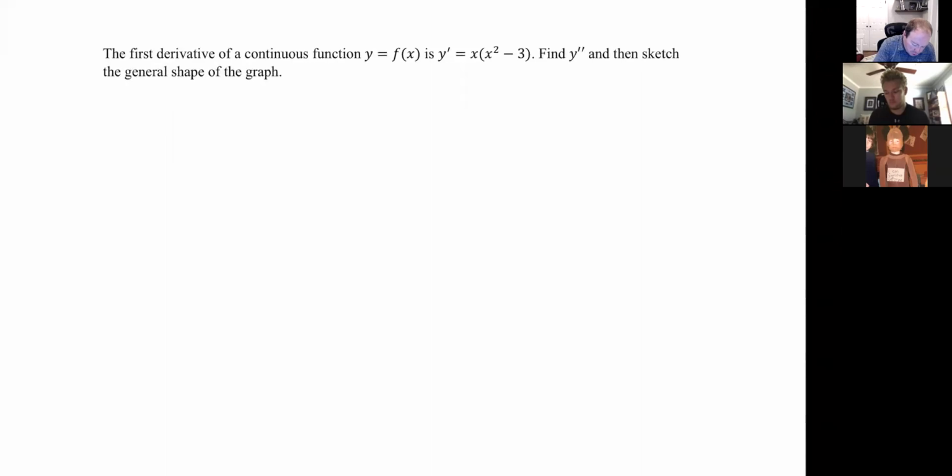The first derivative of the continuous function is given to us right here. I'm going to rewrite this as x cubed minus 3x, just distributing the x, to make it a little easier to work with in terms of finding the critical points, finding the second derivative and the like. So we're asked two things. We're asked to find y double prime and then sketch the general shape of the graph. I'm going to even add a few more thoughts.